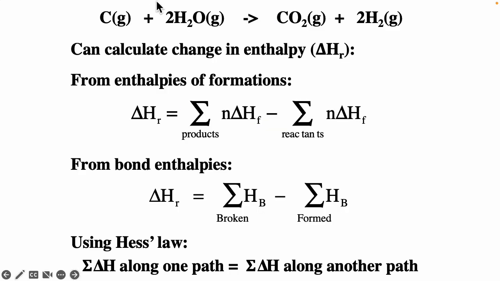If we look at one more example, here we have carbon gas plus water vapor going to CO2 gas plus 2H2 gas. Remember, you can only use bond enthalpies if all the reactants and products are in the gas phase. Now we can actually calculate the delta H here using enthalpies of formation, bond enthalpies, and Hess's law, just to compare the different values.